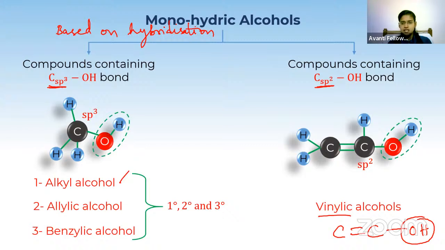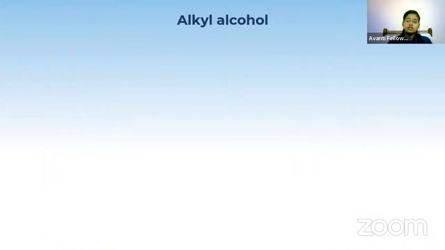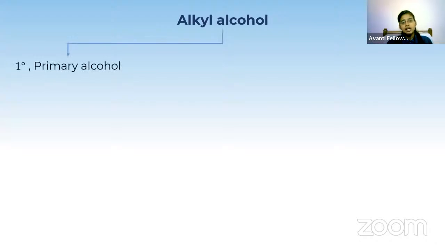Okay, the next is alkyl alcohol. I told you that each subdivision has three types. Alkyl alcohol has primary alkyl alcohol, secondary alkyl alcohol, and tertiary alkyl alcohol. What is meant by primary alkyl alcohol? It is denoted by 1 degree, and the formula is RCH2OH.